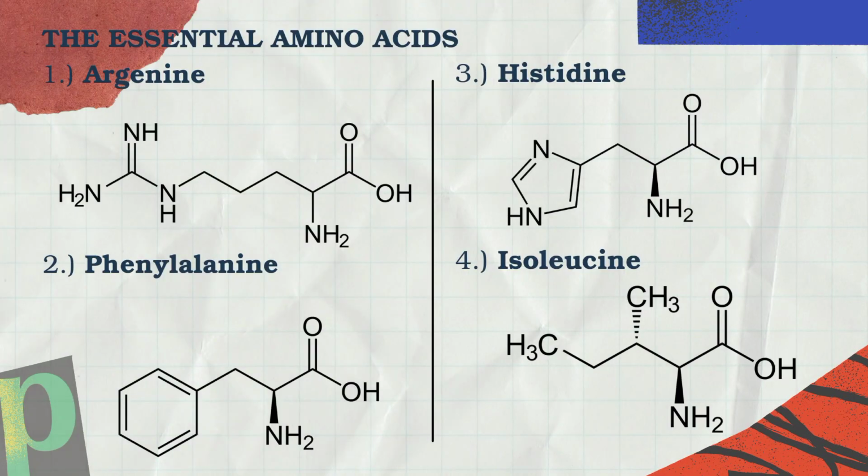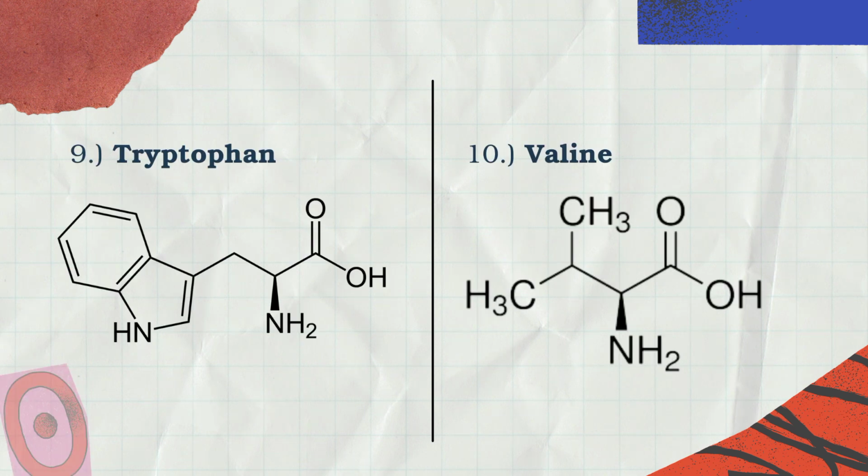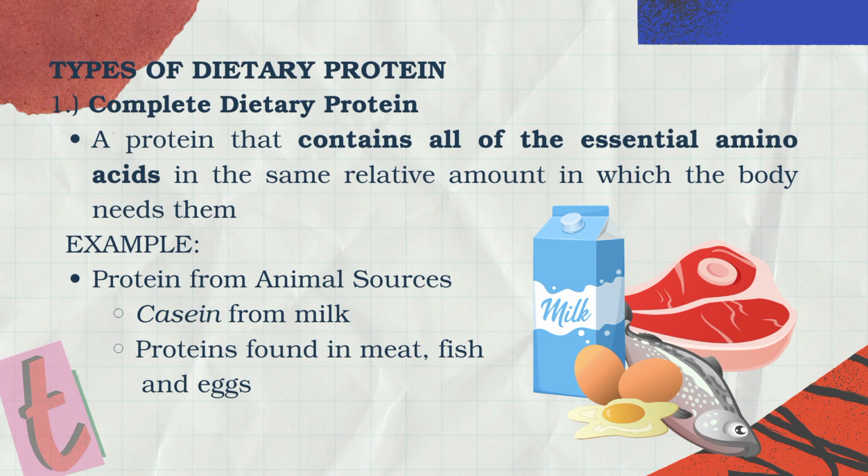You can see here the structures of the essential amino acids, which are arginine, phenylalanine, histidine, isoleucine, threonine, leucine, lysine, methionine, tryptophan, and valine. The human body can synthesize small amounts of some of the essential amino acids, but not enough to meet its needs, especially in the case of growing children.